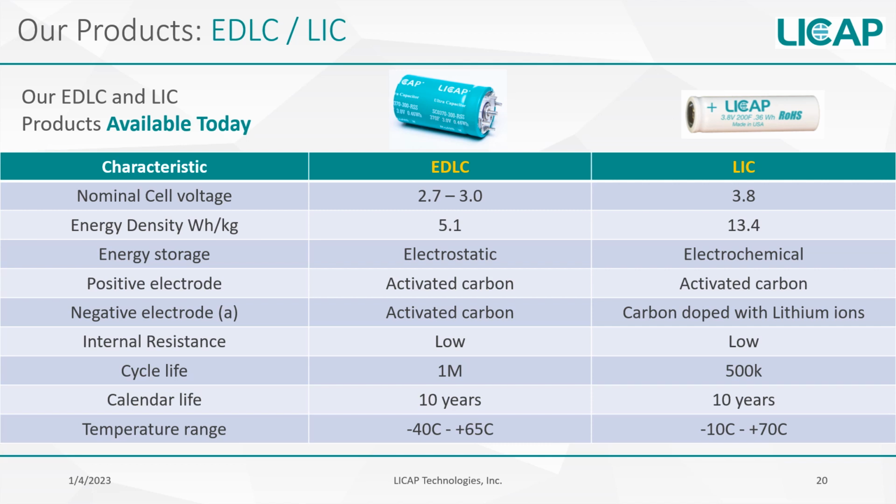Internal resistance is still very low for both cases, and we can get up to 1 million charge-discharge cycles out of a traditional EDLC and 500,000 on an LIC, which is still very impressive. Calendar life is 10 years for both, and temperature range is -40 to +65 C on an EDLC and -10 to +70 C on an LIC.